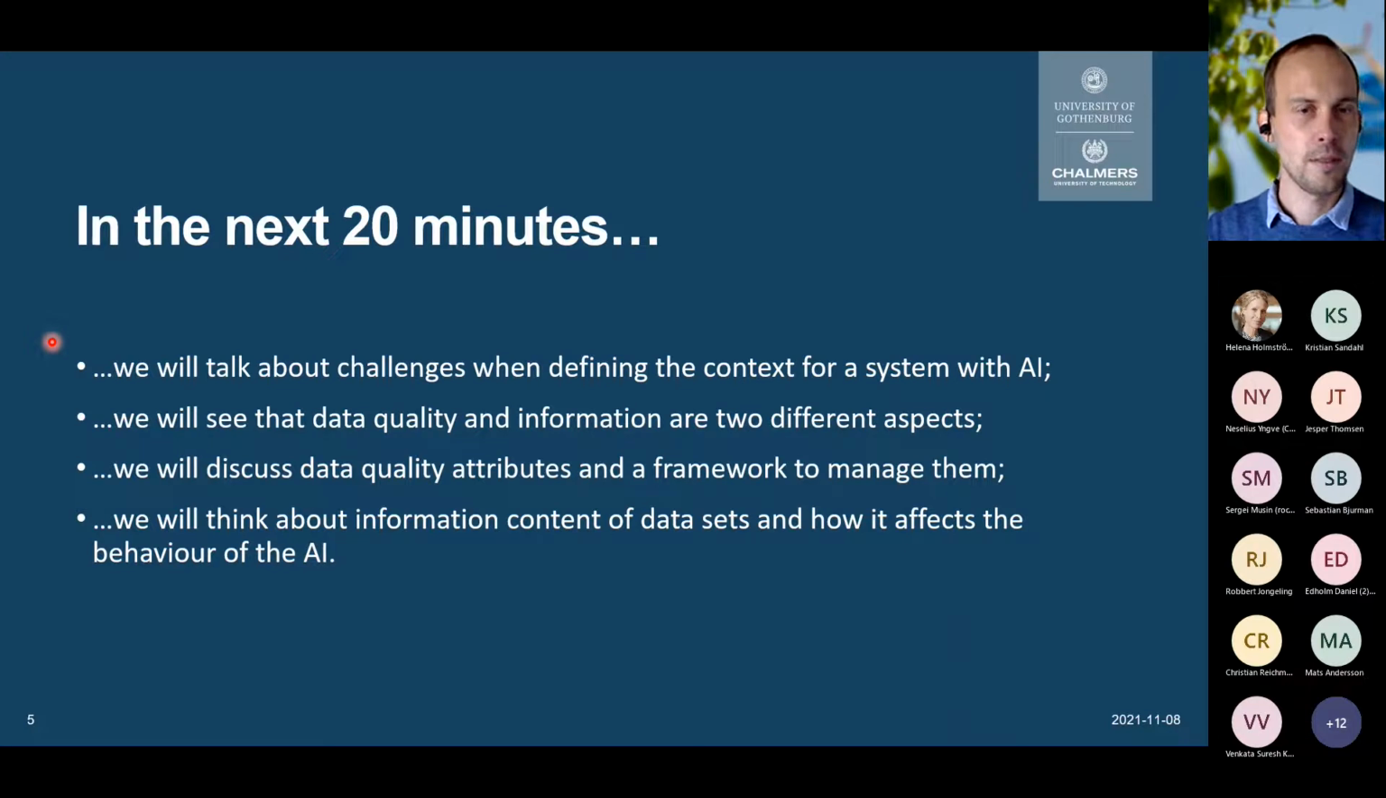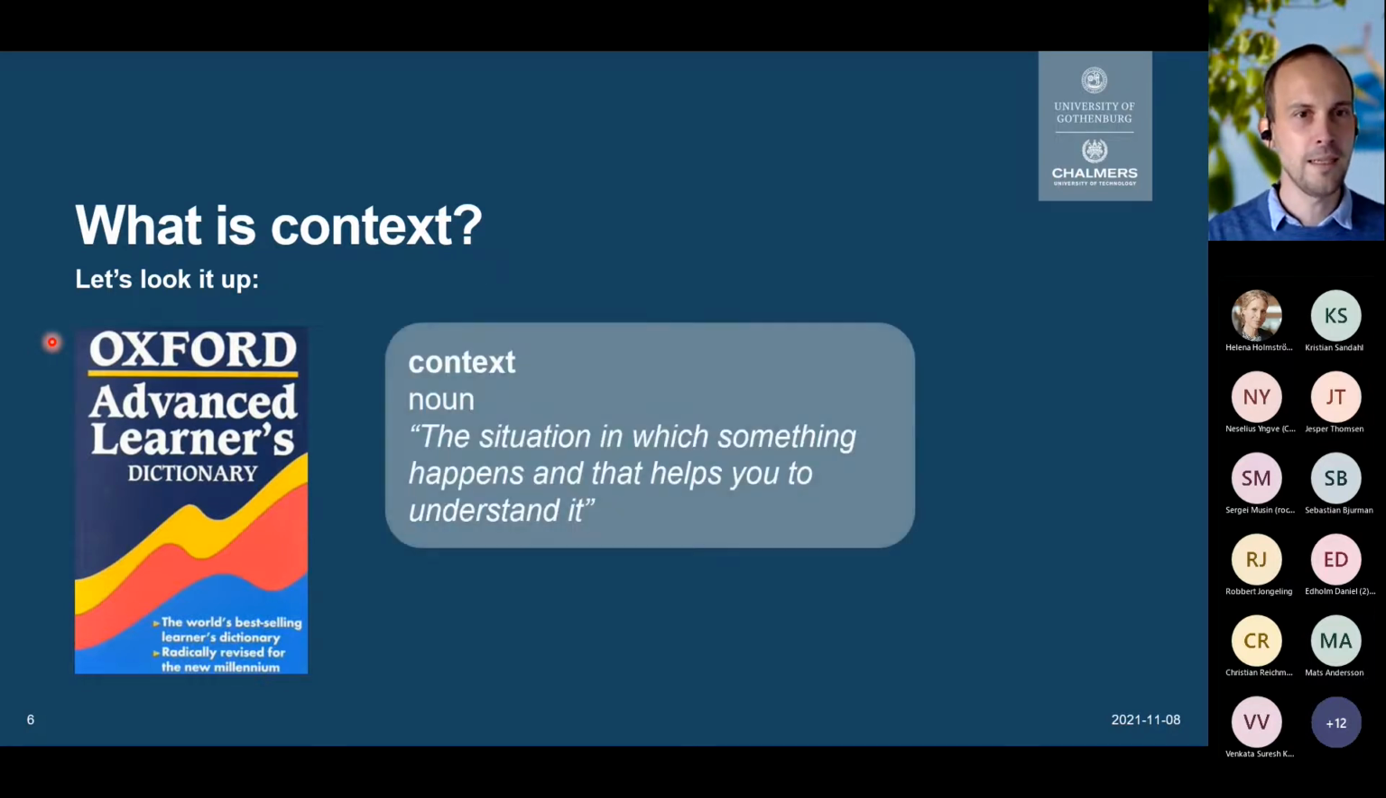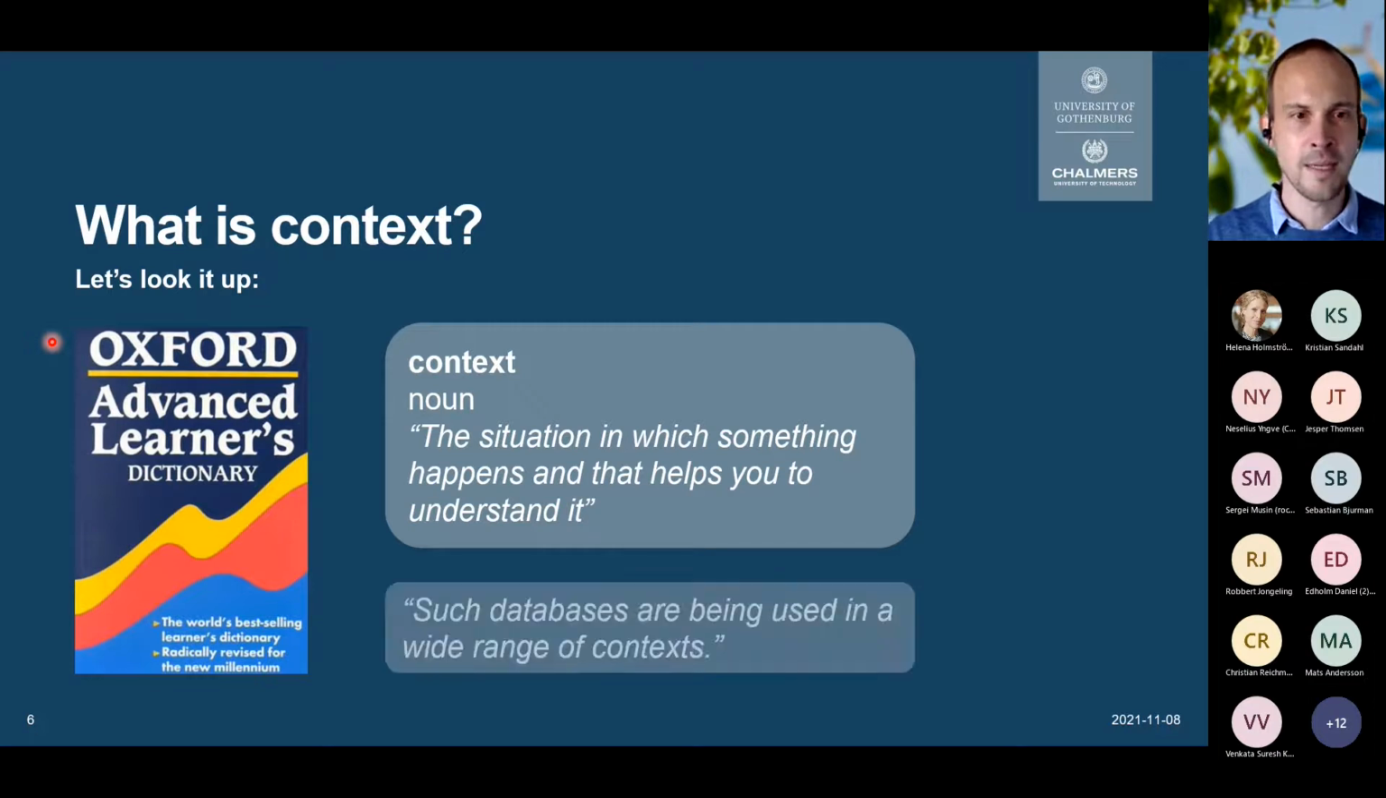So let's start to talk about what is actually context. And the easiest way to find a definition for a term is to look it up in the dictionary. Let's look it up in the Advanced Learners Dictionary for the English language. And it defines the context as the situation in which something happens, and that helps you to understand it. And it also provides an example. For example, such databases are being used in a wide range of contexts.